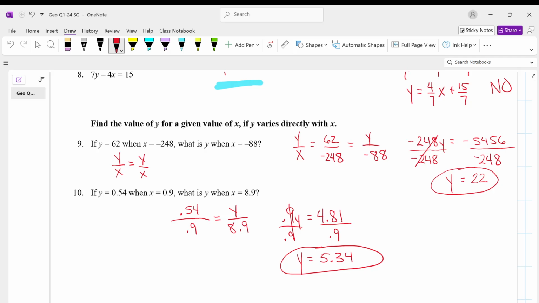And that completes your study guide for quiz number 5.